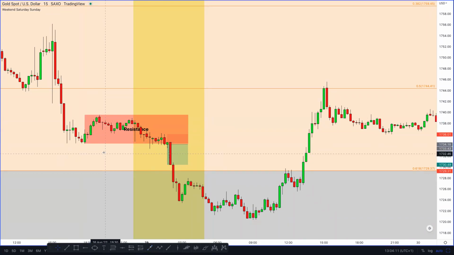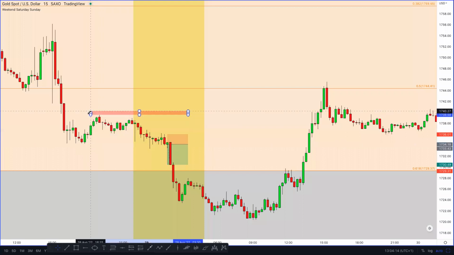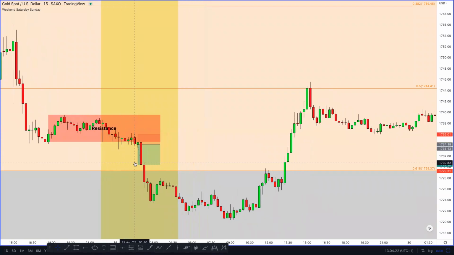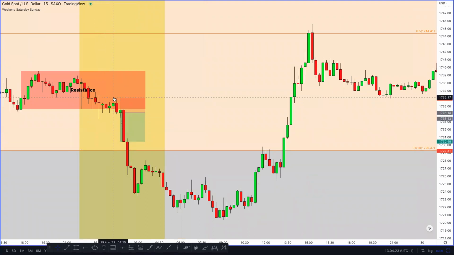And then all you want to do is literally just draw a box. So I had this rectangle box, I put it here, and I put it from my swing high to my swing low. Most people will call this a supply demand zone. Some people will call this order blocks. But your whole aim of this is you're just waiting for the market to break out of this zone, and then you're catching a trade.